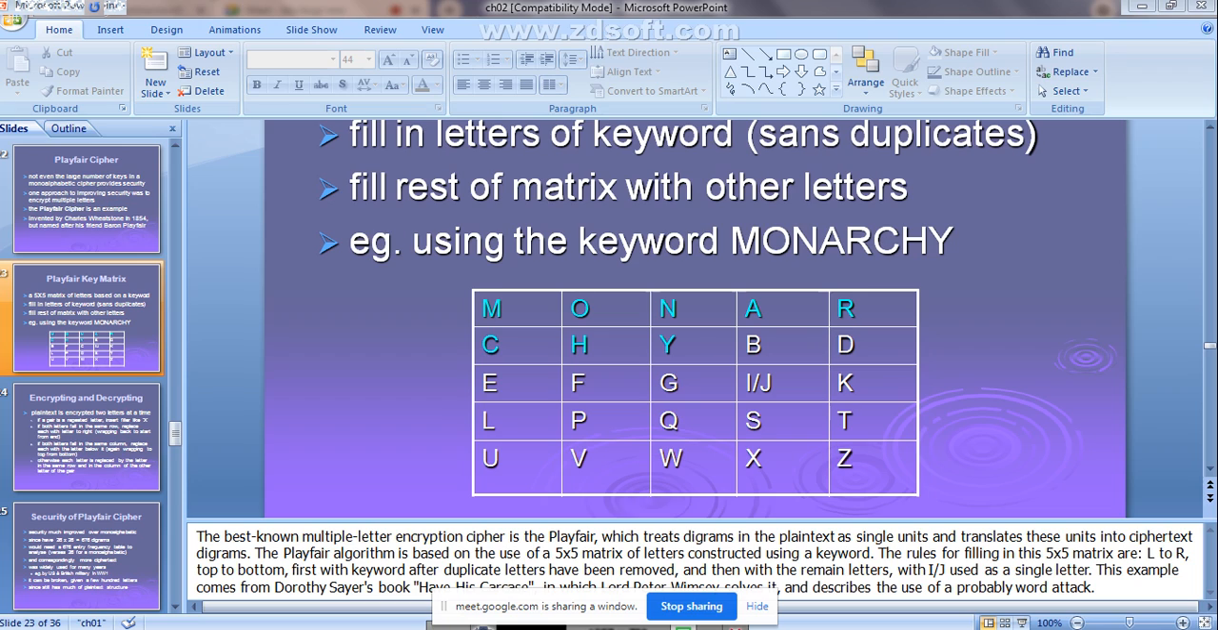QK. Are they present in the same row? No, ma'am. Are they present in the same column? No. Then you need to apply the fourth rule. And what will be the ciphertext you will get for that pair of letters? Tell me. QK.